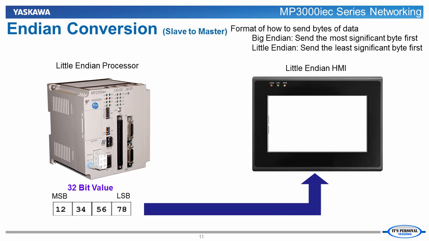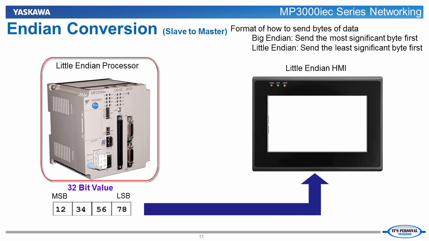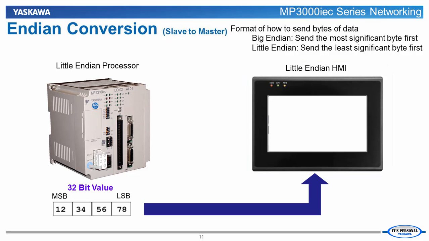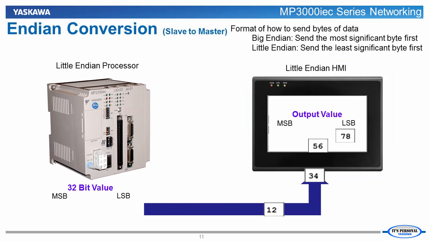To explain how the function blocks work, I will use this diagram. Let's say that we have a little endian controller as a network slave and a little endian HMI as the network master. The controller sends 1234 5678 as a 32-bit hex value to the HMI. Since it is being transmitted in the little endian format, the least significant word is transmitted first, with the most significant word being sent last. Since the HMI is little endian, it gets the value correctly and displays it as 1234 5678.